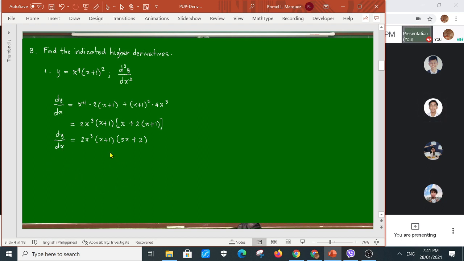Okay, second derivative. But to get the second derivative, better to write this as a product, so that you will have just 2 functions. Because if we differentiate this having 3 functions, it's more difficult, no? So let's multiply 2x cubed inside, to get 2x to the 4th plus 2x cubed multiplied by 3x plus 2. Now we get the derivative of this first derivative, giving the second derivative.